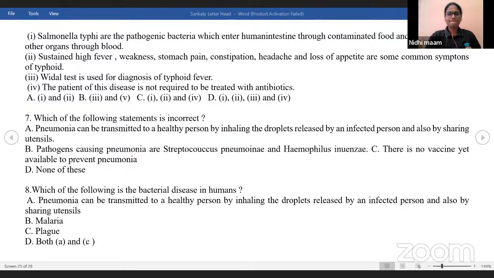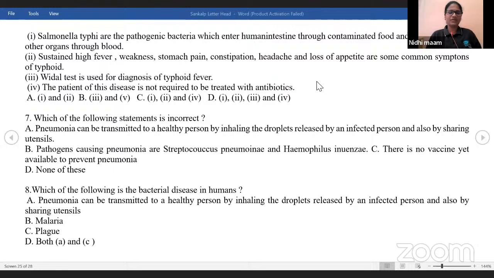Okay, Deepak HS answered it. What about others? Be fast. Sita answered it. The patient of this disease should require antibiotics. Vinushree answered it.